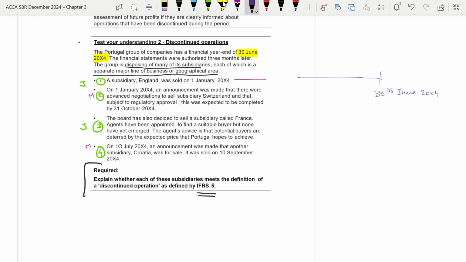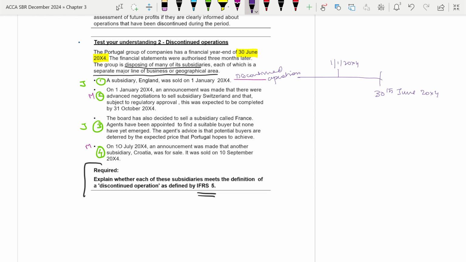The first concept is they have done it first, 1st January 2004, within 12 months. This is a discontinued operation. You have to give reasons, supporting with reasons. Yes, next, Mariam.